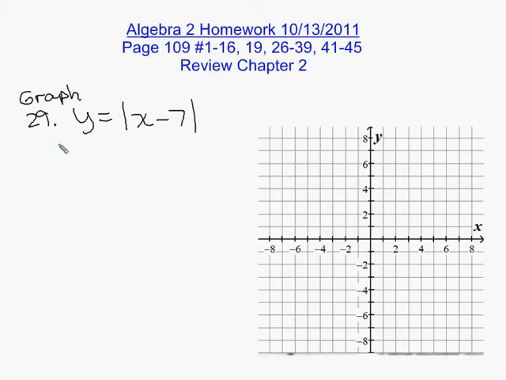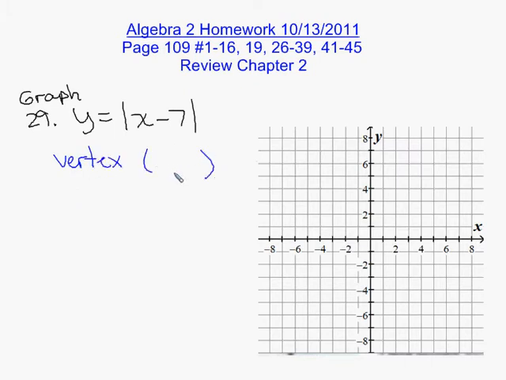For this next set of problems, what we have is a series of absolute value functions. Now, absolute value makes the V shape, and the best way to graph them is to first find the vertex, and then use the vertex and the slope of the sides to graph the rest of the graph. Okay, so we're going to start out with this equation by finding the vertex.